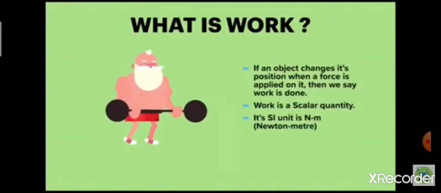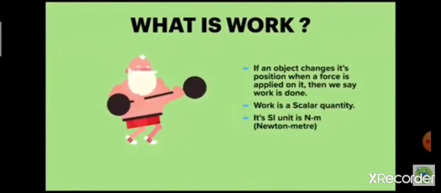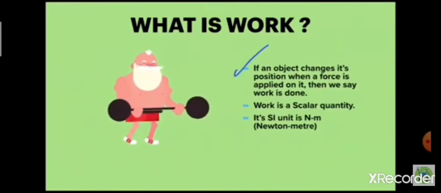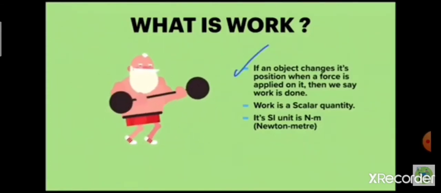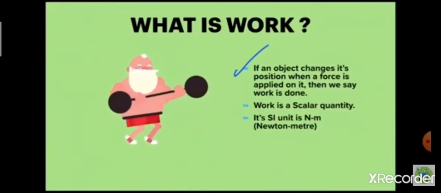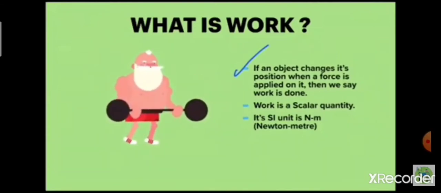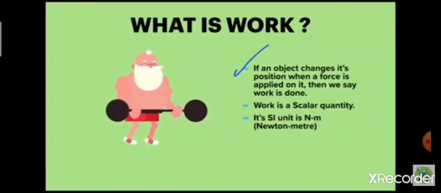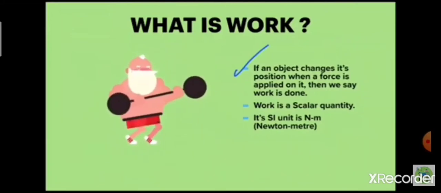Now let us understand what is work. Work also we have studied in standard 6, but let us revise one more time. The first point is, if an object changes its position when a force is applied on it, then we say work is done. Suppose a book is kept on the table, and we are applying force on the book. Then the position of the book is changing. Then we can say that work is done, because the book has moved from one place to another.